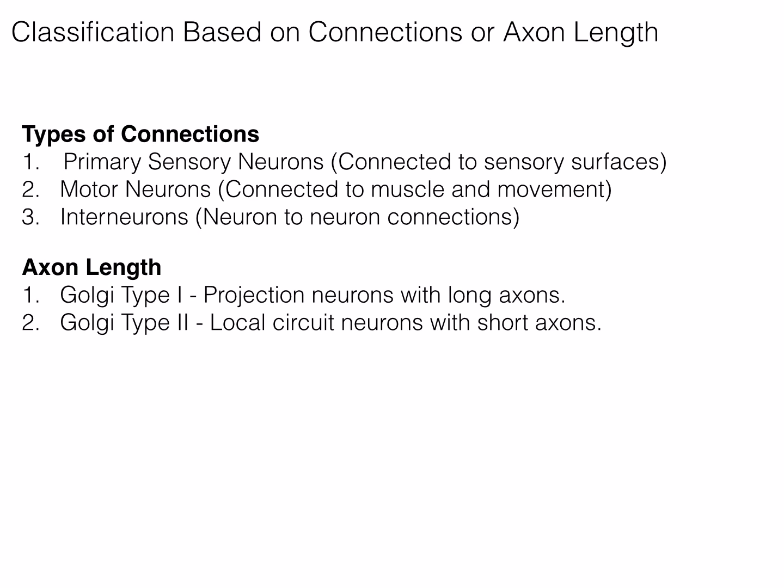Classification based on connection can be divided into 3 main types. Primary sensory neurons, from sensory surfaces such as the skin and retina, motor neurons, which innervate muscle, and interneurons involved in neuron-to-neuron communication. Axon length is defined by either Golgi type 1 or type 2. Type 1 neurons are projection neurons with long axons. Therefore, type 2 neurons must have short axons and are involved in local circuits.